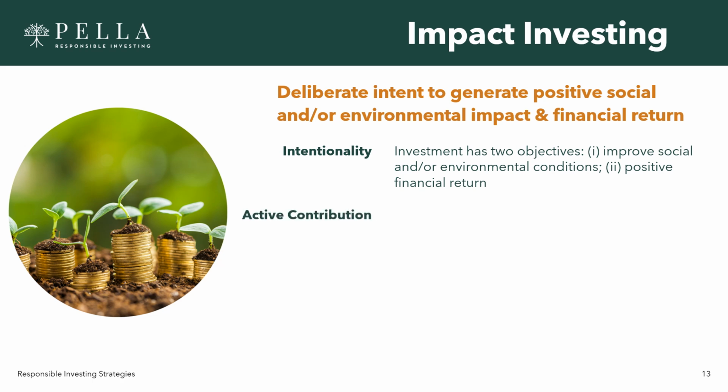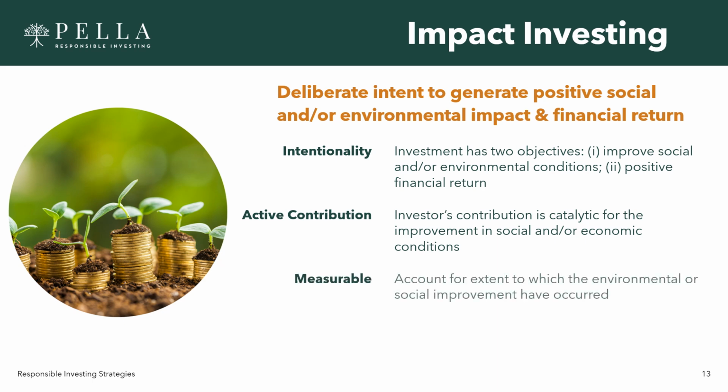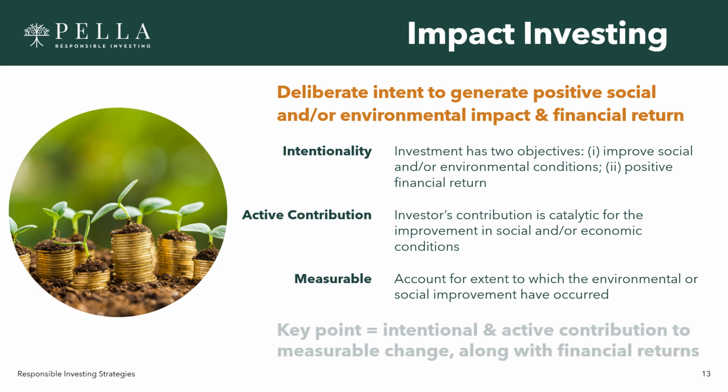Next, we have active contribution. This means that the investment actively targets environmental or social improvements. It's crucial to outline how the investor's actions contribute to fostering positive change. And the third dimension is measurability. It's vital to quantify the environmental or social improvements resulting from the investment. This accountability helps ensure that the impact is real. In summary, impact investing demands intentional and active contribution to positive change, along with the ability to measure that change, all while aiming for solid financial returns.